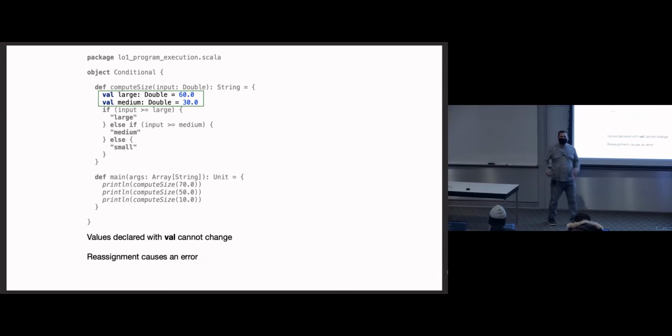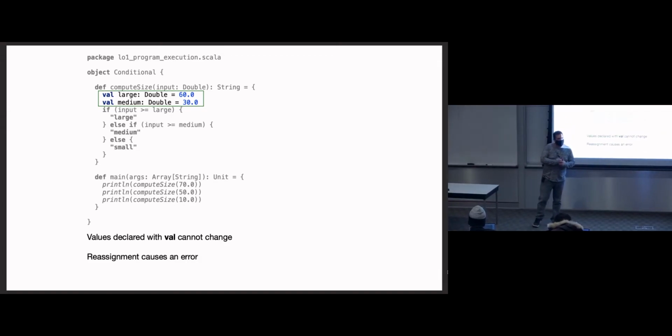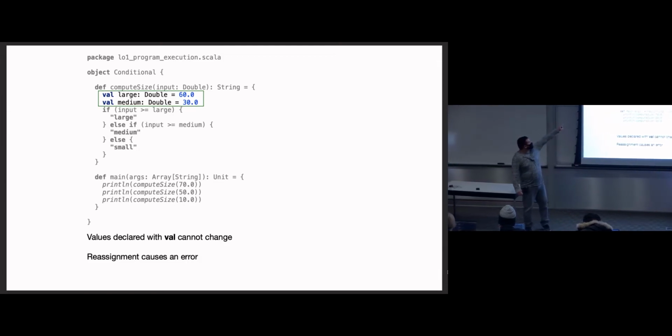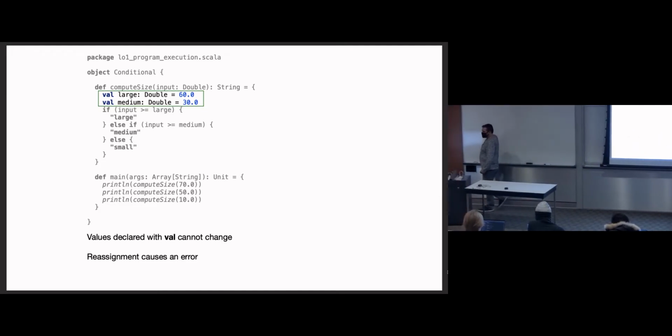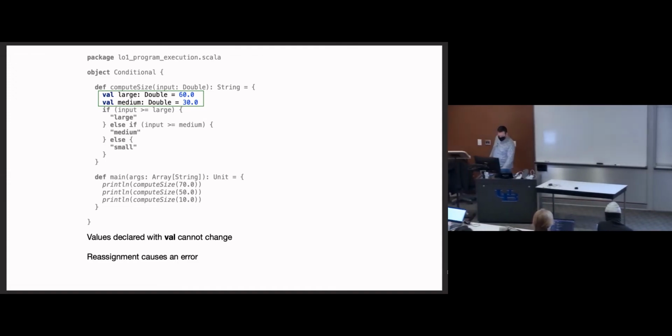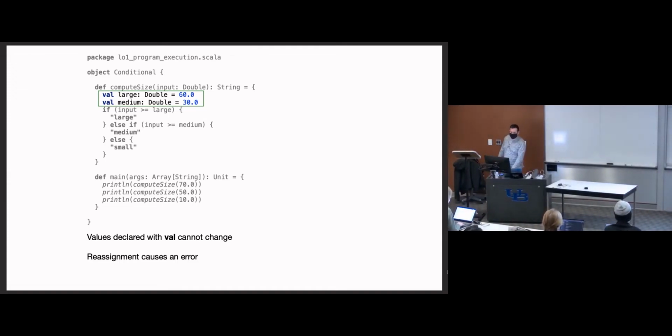A variable, var, can change values. A value, val, can never change its value. Large, the value large of type double will always have the value 60 forever. If we try to change it, Scala's going to yell at us and it's not going to run our code. So values, two values of type double with values 60 and 30 that can never, ever change.